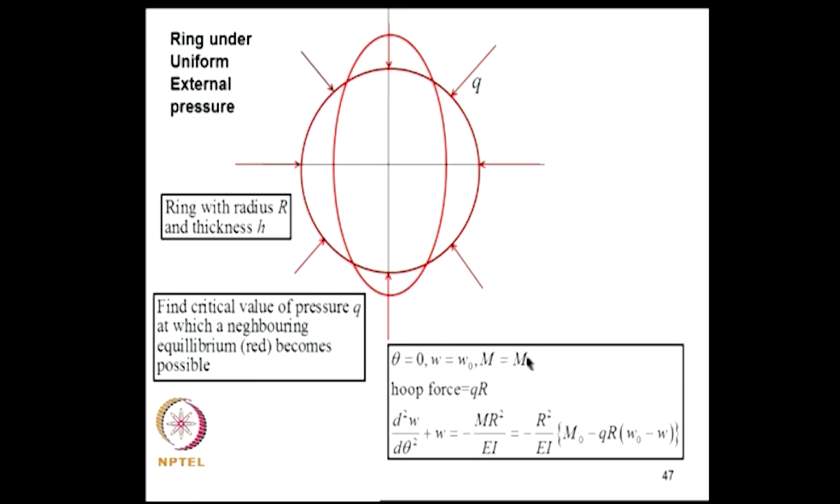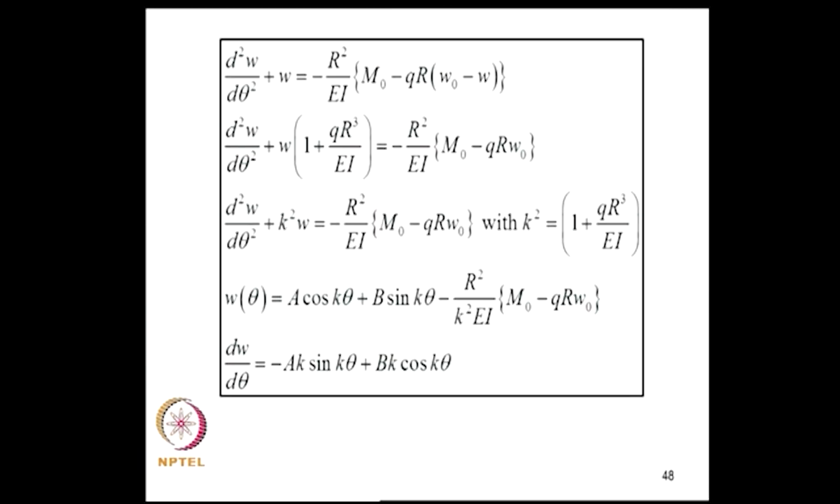We can consider the equilibrium equation and write the expression for bending moment, and I get the governing equation to be given by this, where QR is the hoop force. You can do a simple calculation and get this equation. This will be the governing equation, and if I now assume W of theta is A cos k theta plus B sin k theta plus the particular integral, then dW by d theta will be minus A k sin k theta plus B k cos k theta.